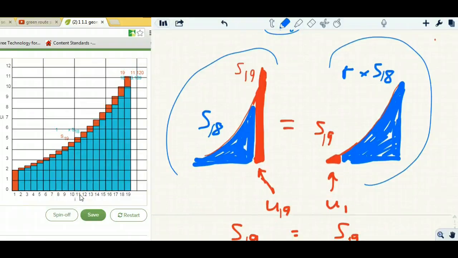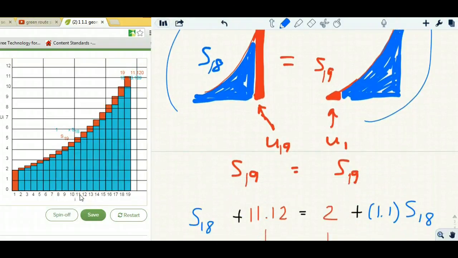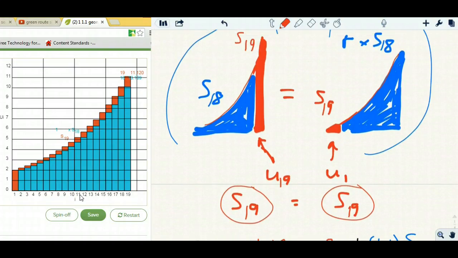Okay, so I am going to start with an expression which is obviously true, which is that the sum of the first 19 terms is equal to the sum of the first 19 terms. Basically what I'm saying is the red triangular shape is equal to the red triangular shape. That's true, right? Okay, everybody believes that. Now, I'm going to break down the S19 expression, which is the red triangular shape, into two ways.